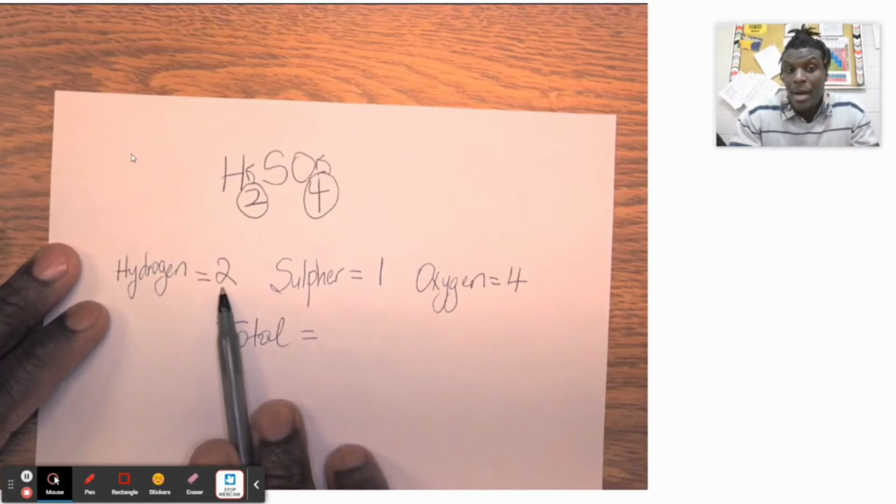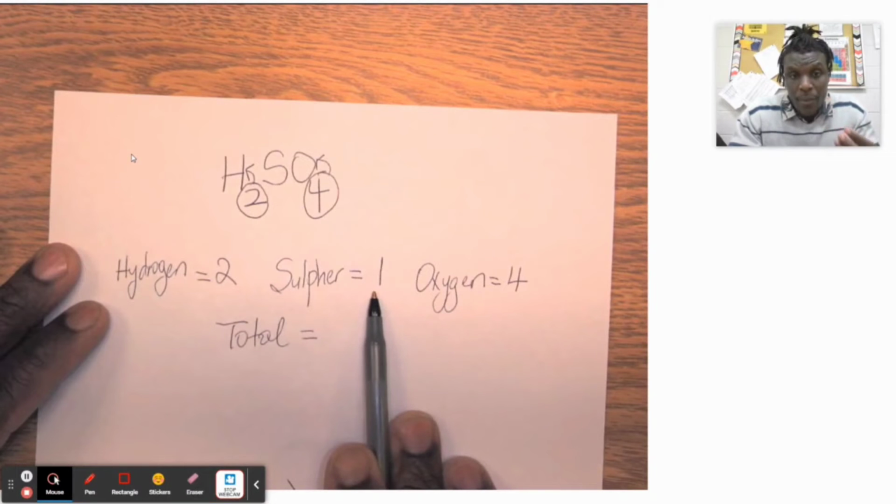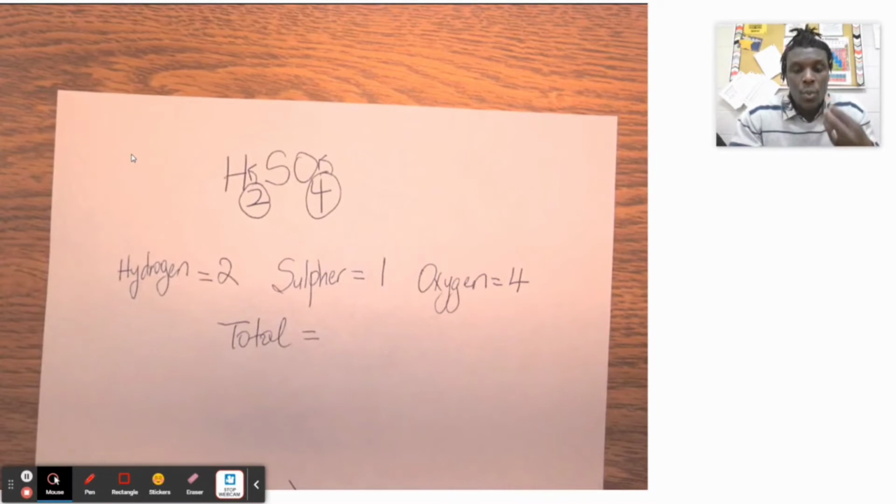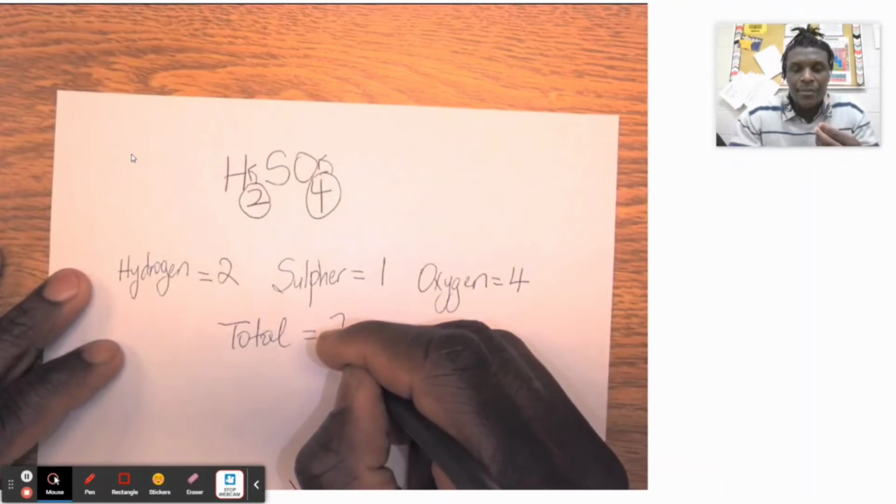Because remember, the number below the element represents the amount of element we have in that formula unit. Now, the total amount of elements in this formula unit is 2 plus 1 plus 4. How much would that give me? That would give me a total of 7.